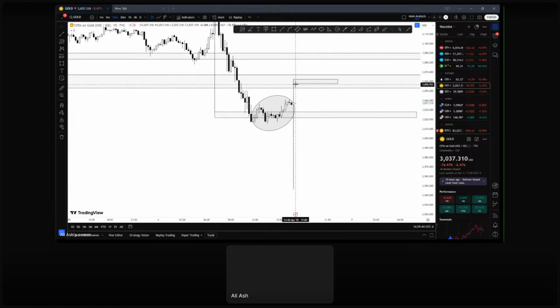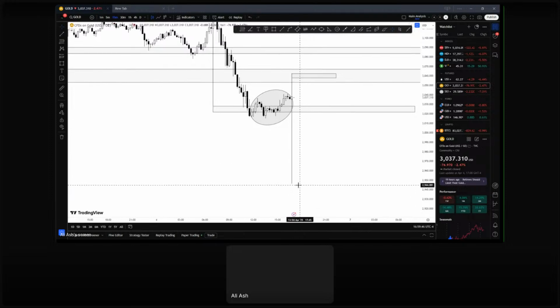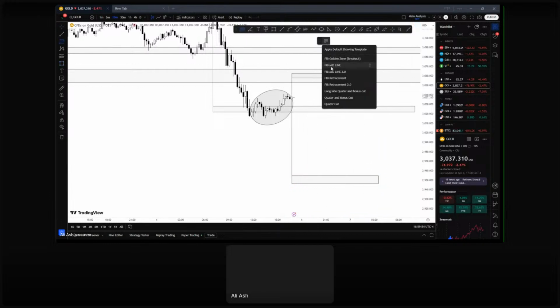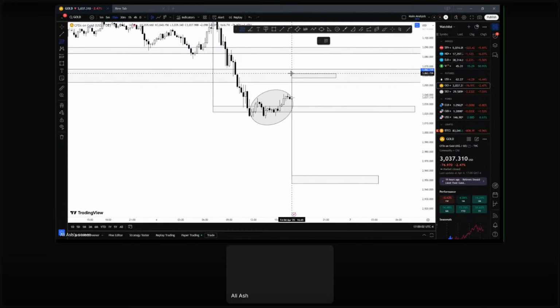So from this demand, we'll see a breakdown to 2,945, and we'll add a central zone area as well. So with DMF, which is dual market framework, we also use central zone. So we'll be using central zone here for this total demand, and here we go. This is our central zone.